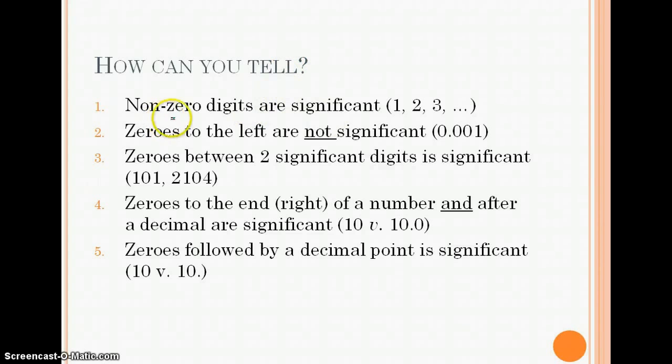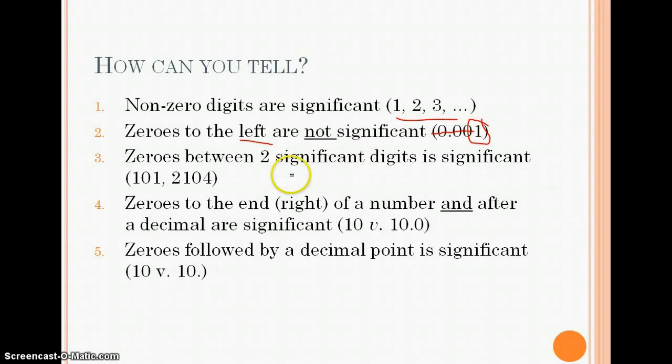So first thing, if it's a non-zero digit, it's significant. So 1, 2, 3, 4, 5, 6, 7, 8, 9, those are all significant digits. Okay, zeros to the left are not significant. So here, for example, all these zeros to the left of the 1 are not significant. So in this number, we only have one significant digit.